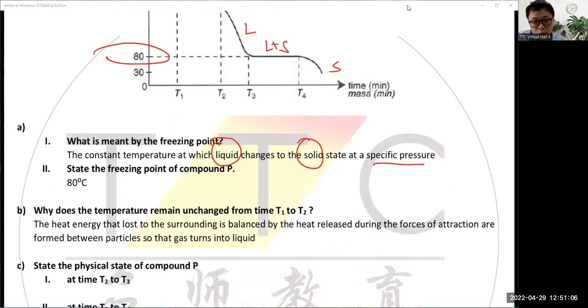So the answer you need to write in this format. Okay, this answer is very important. They mark very strict in exam. So make sure everything here you write properly.